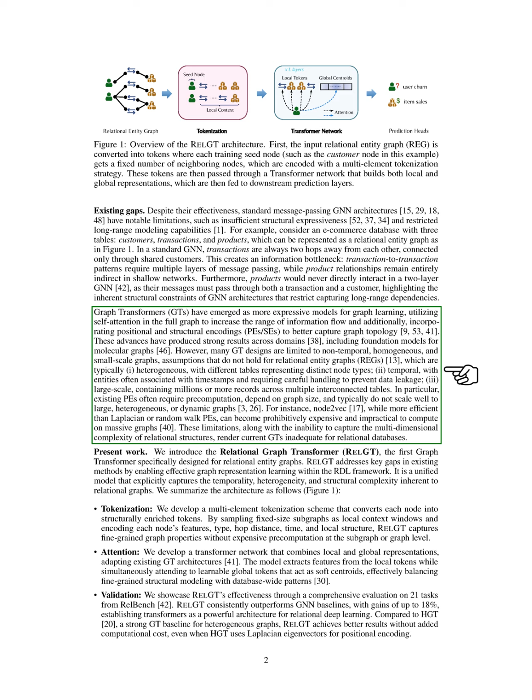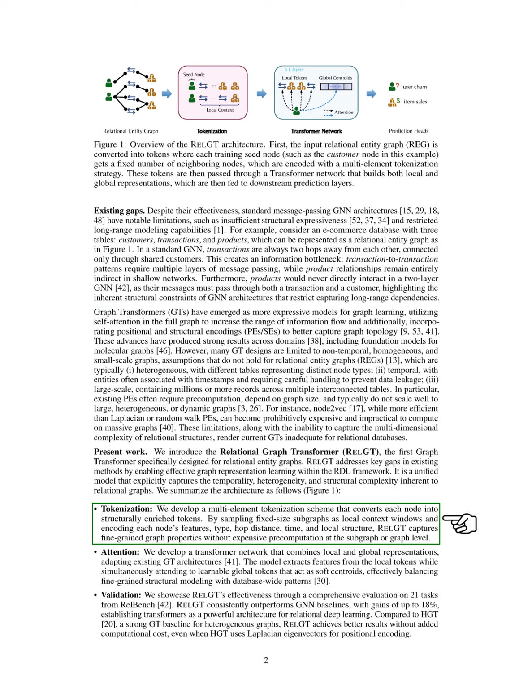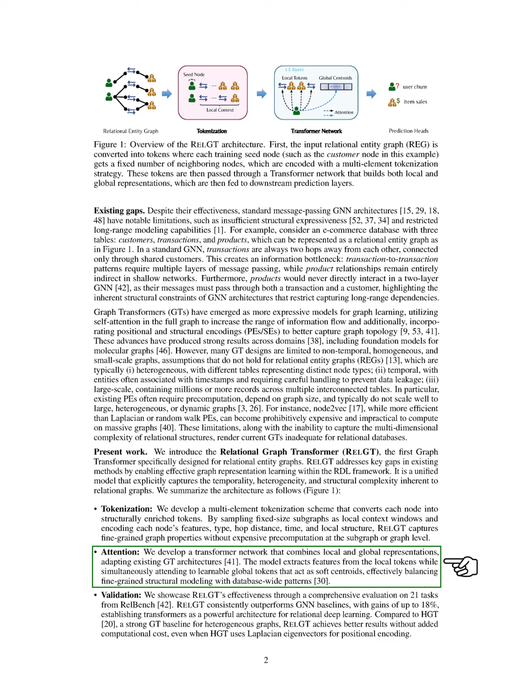To tackle these challenges, we introduce the Relational Graph Transformer, RELGT, specifically designed for relational entity graphs. RELGT effectively captures the unique characteristics of relational graphs within the relational deep learning framework. Our architecture includes a multi-element tokenization scheme that enriches each node with detailed information without requiring expensive precomputation. We also develop a transformer network that balances local and global representations, allowing the model to learn from both detailed node features and broader patterns.